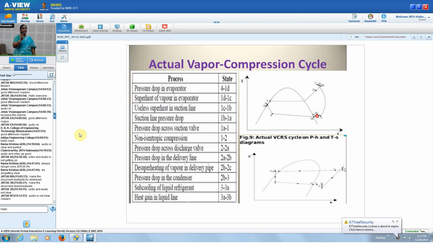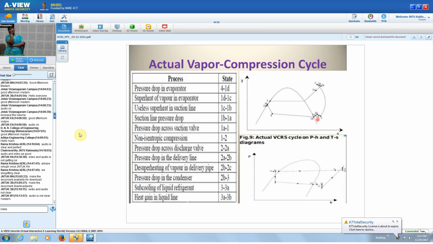So that is again superheating due to the heat available in the suction line of the compressor. Because the suction line is already in a heated condition, some heat is taken by the refrigerant and the superheat of the refrigerant will again increase. Then similarly 1B to 1A is still in superheated condition, but some pressure drop takes place due to the valve. So 1B to 1A is suction line pressure drop.